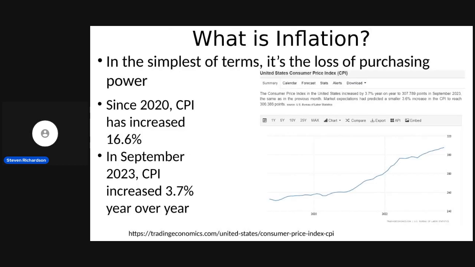All right, what is inflation in the simplest terms? It's the loss of purchasing power. Since 2020, CPI has increased 16.6%. In September 2023, the CPI increased 3.7% year over year.